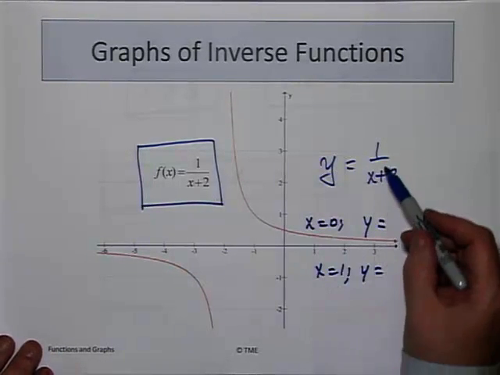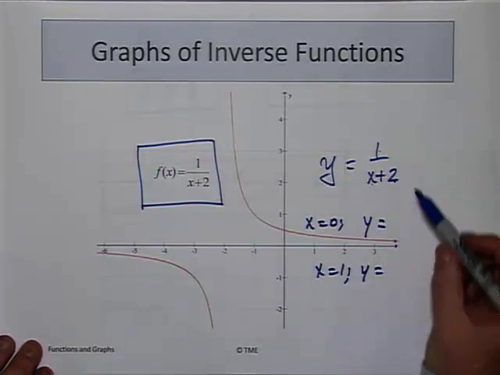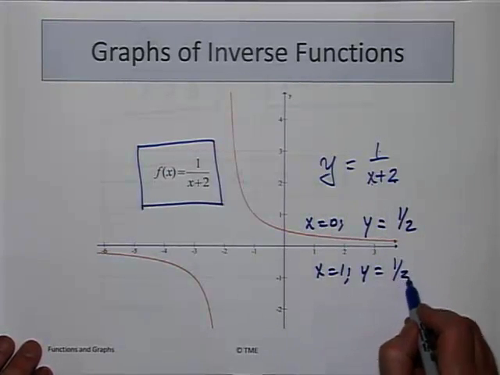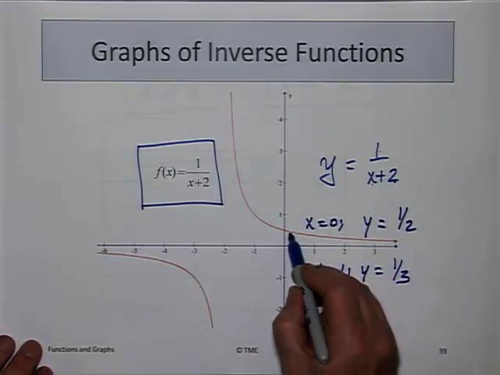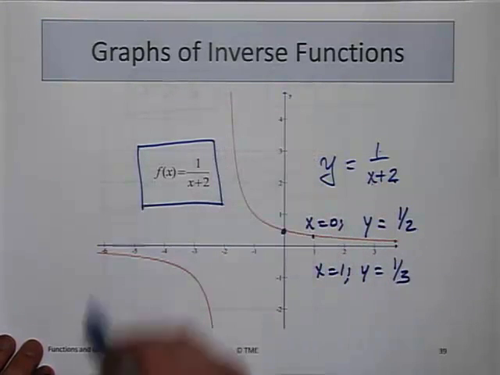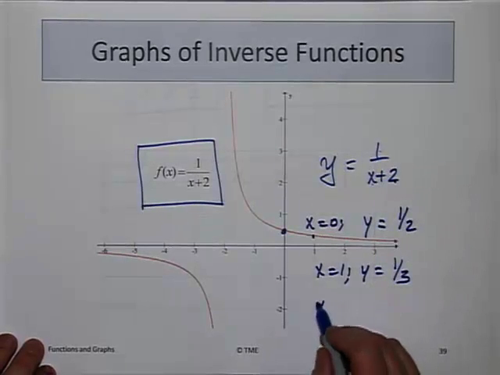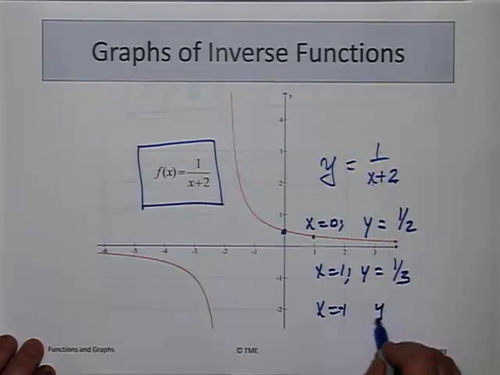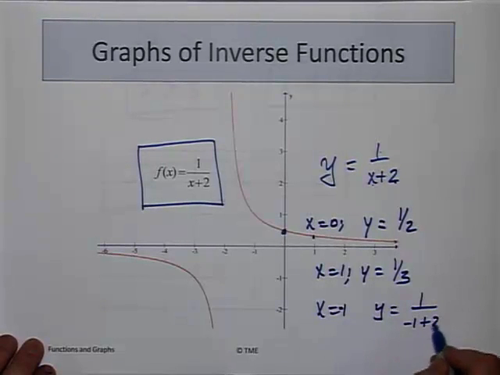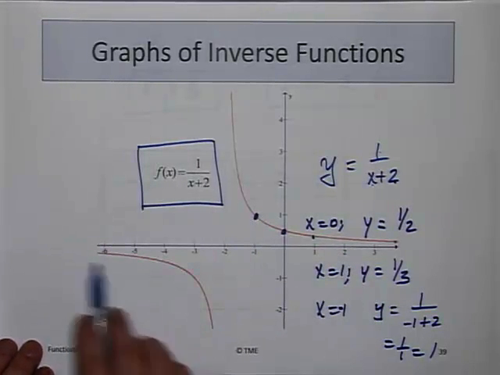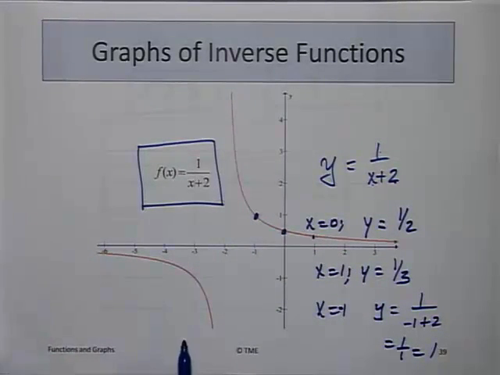So if x is 0, y is 1 over 0 plus 2, y would be a half. When x is 1, y is a third. So (0, a half), (1, a third), and you can draw the graph like that. For example, if x was minus 1, y would be 1 over minus 1 plus 2. That would be 1 over 1, which would be 1. So it would bring you there. And we can draw the graph, and similarly on this side. It's just a fancy graph.